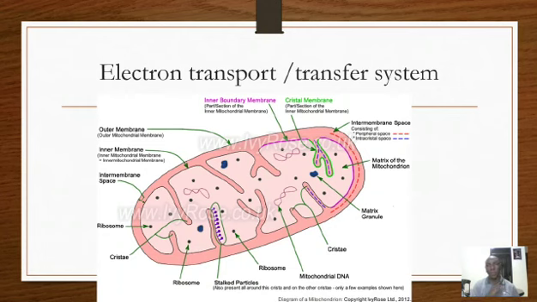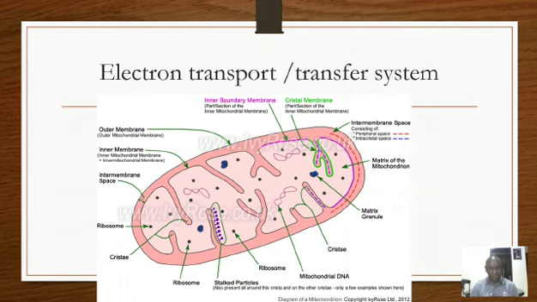Now on the cristae, that is where we find the stalked particles that we are referring to as the oxysomes. They are called the oxysomes. That is where the electron transport system takes place. In brief, what is this electron transport system?